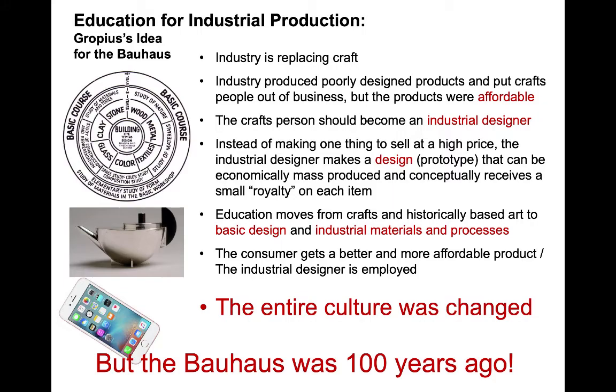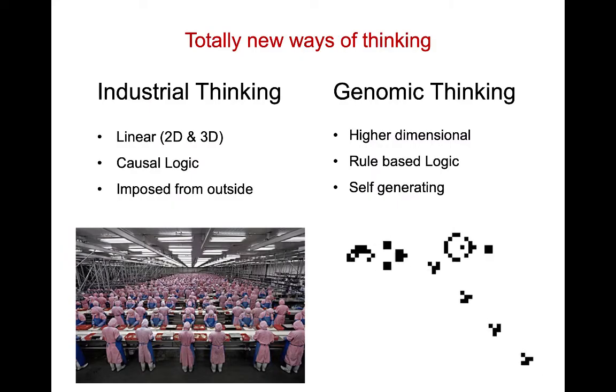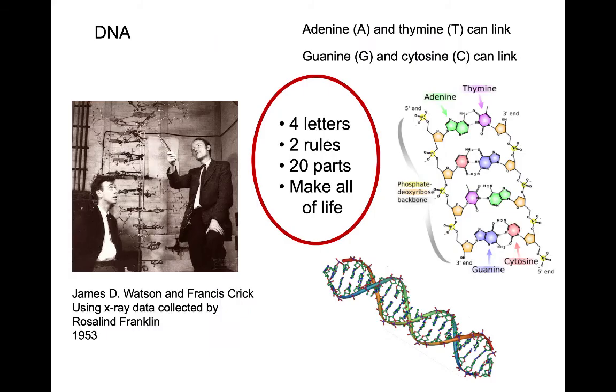So what would be appropriate for today? And I'm going to get to what this is, but basically, we're manufacturing things out of nothing. So there's a model for that, DNA. In 1953, Watson and Crick decoded DNA, figured out the structure. And there are 4 letters and 2 rules: A, T, G, and C. A and T can link, G and C can link, 20 parts, amino acids. That's all you need. All of life is made out of 4 letters, 2 rules, and 20 parts.